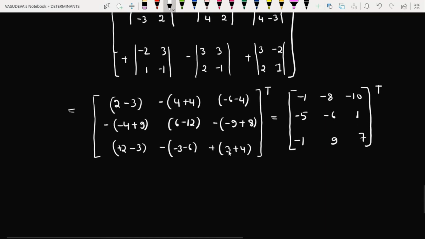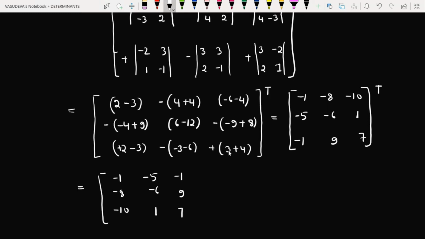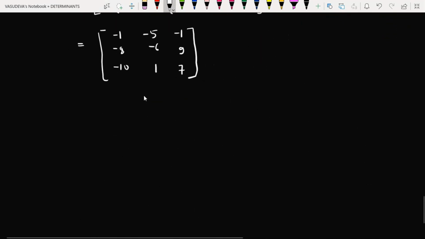Taking the transpose of the matrix, now writing the transpose of this: minus 1, minus 8, minus 10, minus 5, minus 6, 1, minus 1, 9, 7. So this is the adjoint of the matrix A.